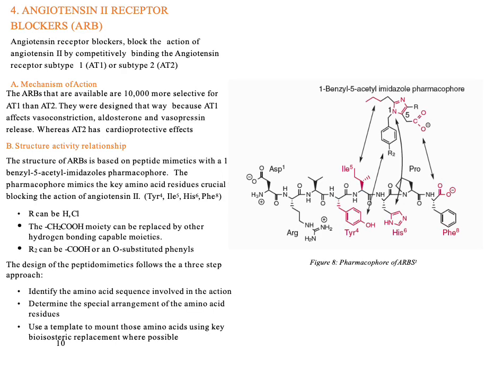Now we're going to jump into angiotensin 2 receptor blockers. Those specific drugs block the action of angiotensin 2 because they actually compete for the binding site of the angiotensin receptor. Now there are two subtypes. There is angiotensin receptor 1 and you have angiotensin receptor 2 subtype. Now the ARBs are 10,000 times more selective for the angiotensin receptor 1 than the angiotensin receptor 2.